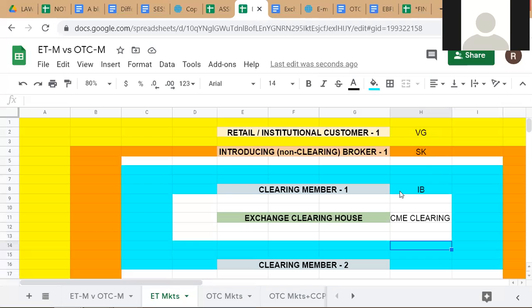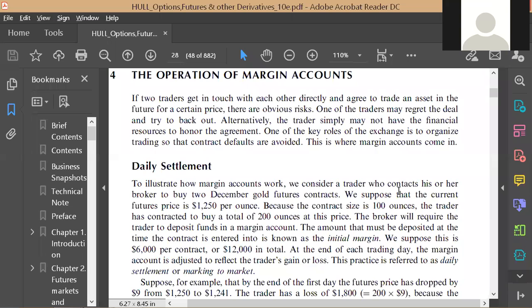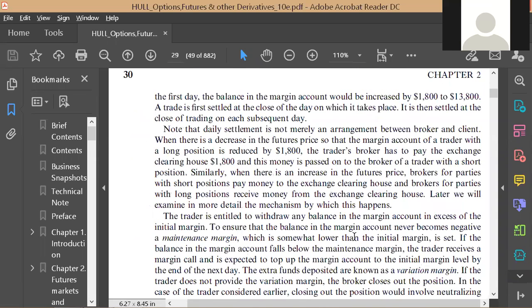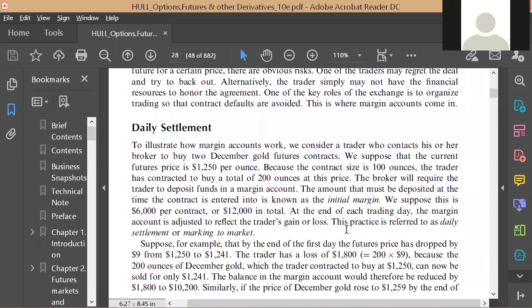And now when Vipul has to do a trade, you will see here there is a mention about initial margin. I'm just referring to certain parts of the whole book. So when you do a trade, there's a certain contract size, and then there's something called initial margin. Based on the contract size, the broker will require the trader to deposit funds in the margin account.